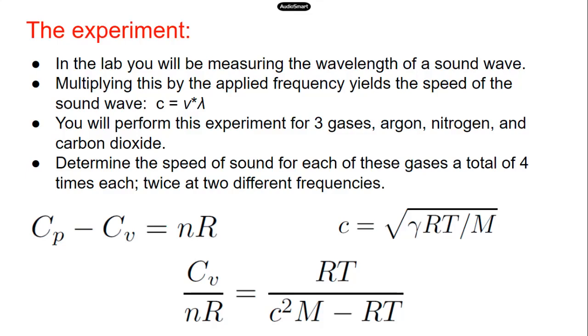Okay, so basically, depending on how you do it, in the lab we would get a half wavelength in centimeters. We would multiply that by 2, divide it by 100, and then multiply it by the frequency to get the speed of sound in that gas.